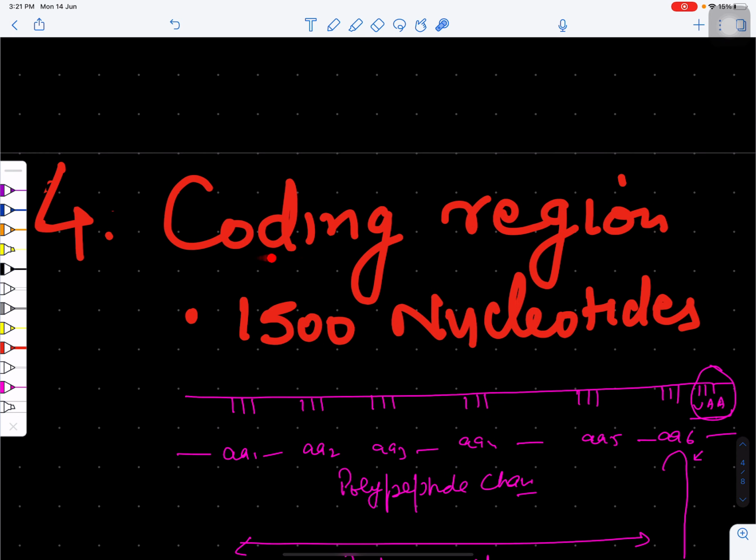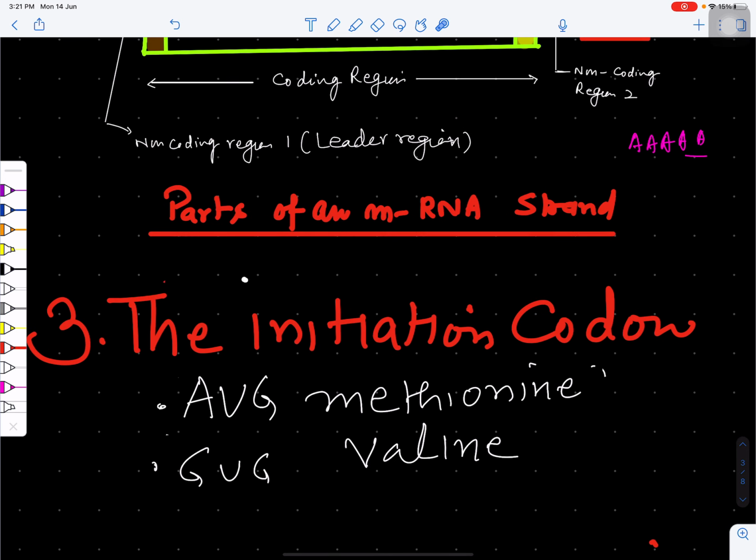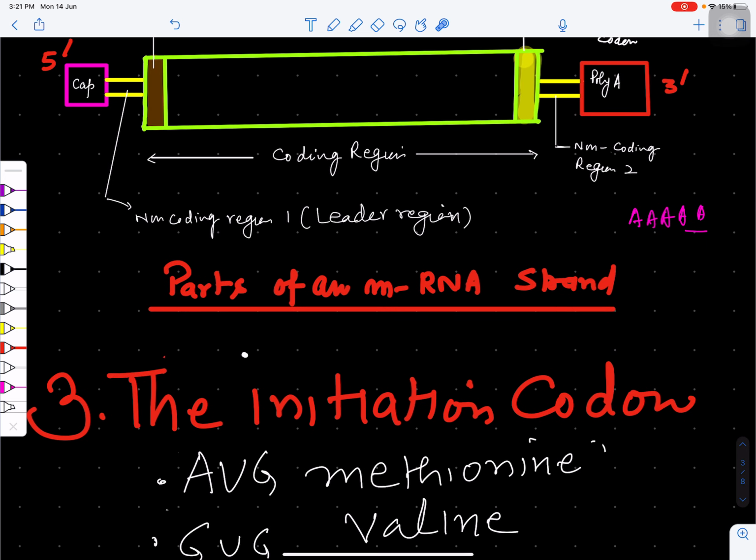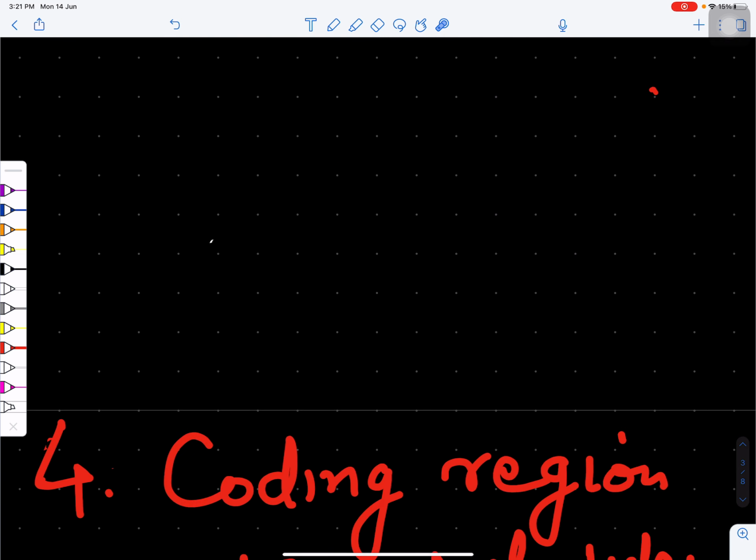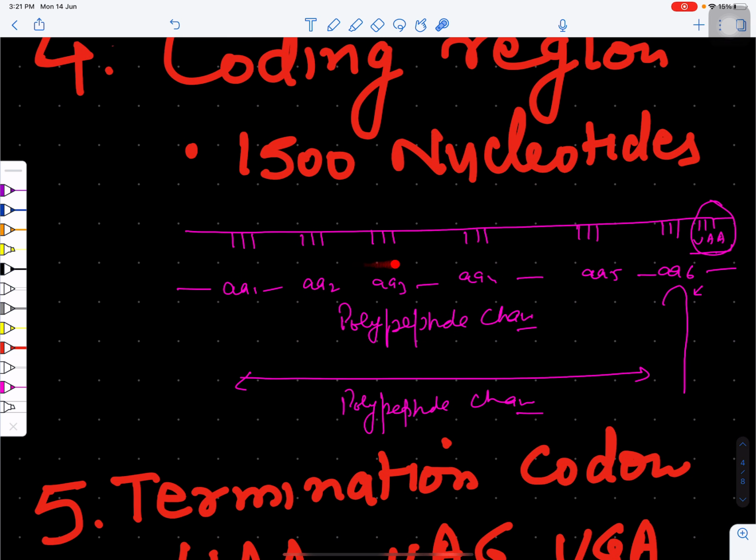Now next is the coding region. This is made up of 1500 nucleotides. This part is the coding region, and it will have codons like this, and these codons will form amino acids like we discussed earlier. Now this is amino acid 1, 2, 3, 4, any name it can be, AA5, AA6. Now they will combine to form a polypeptide chain. So this is the polypeptide chain which is being produced from the coding region.